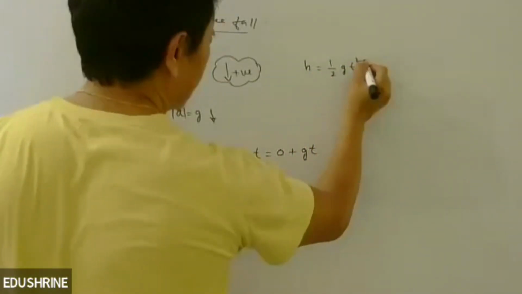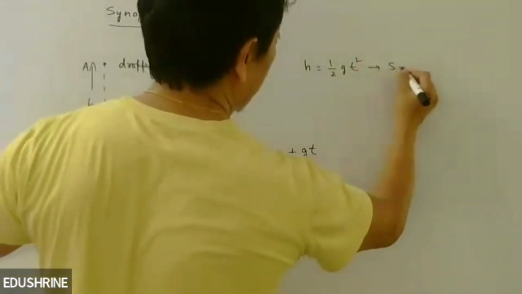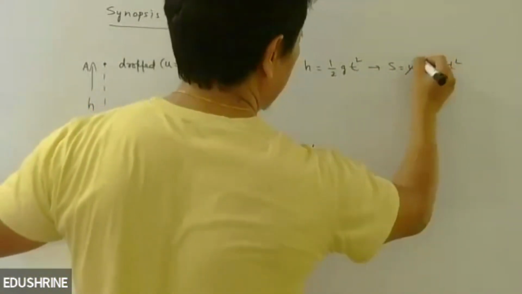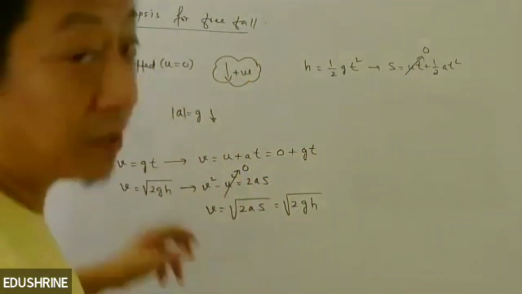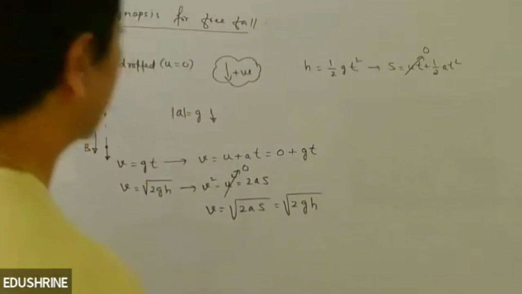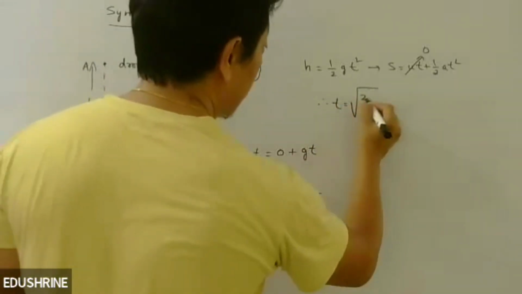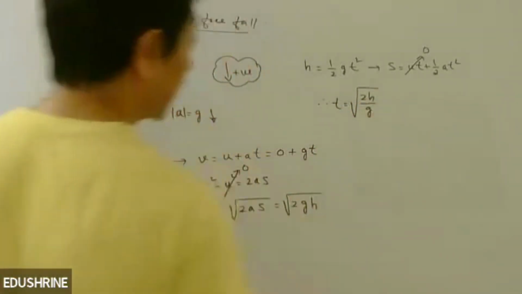Half g t squared. Again, how did this formula come? S equals u t plus half a t squared. u is 0 and displacement is H, a is g. Sometimes they will ask for the time taken. Then it will be root over 2H by g.